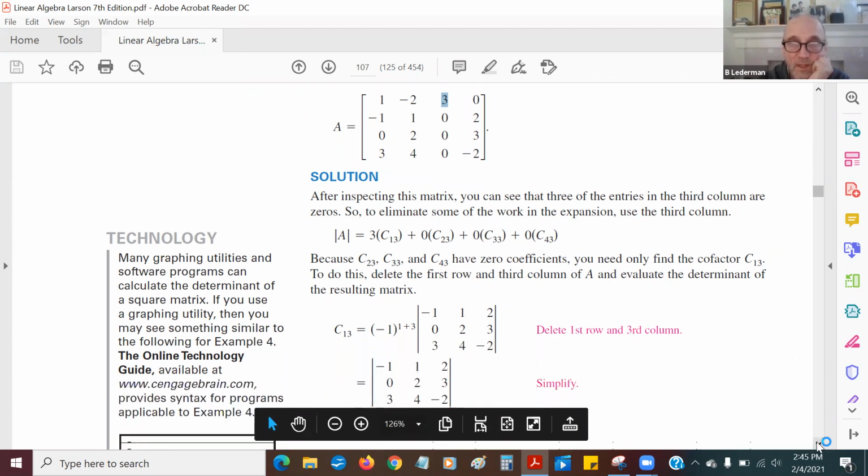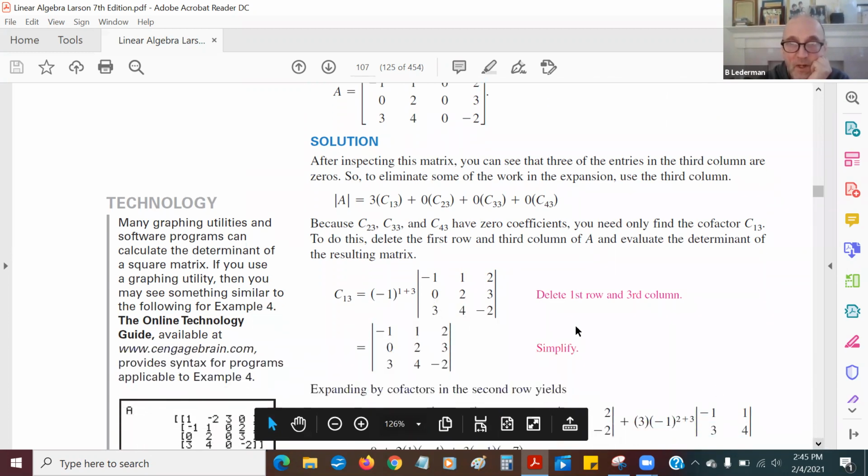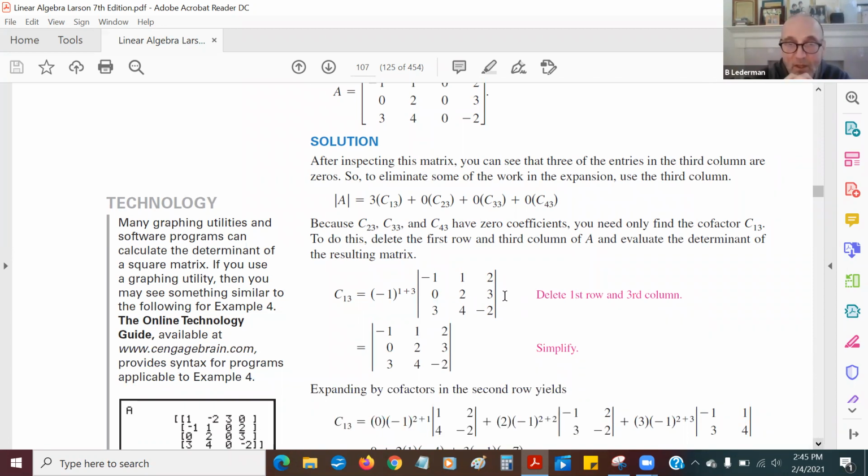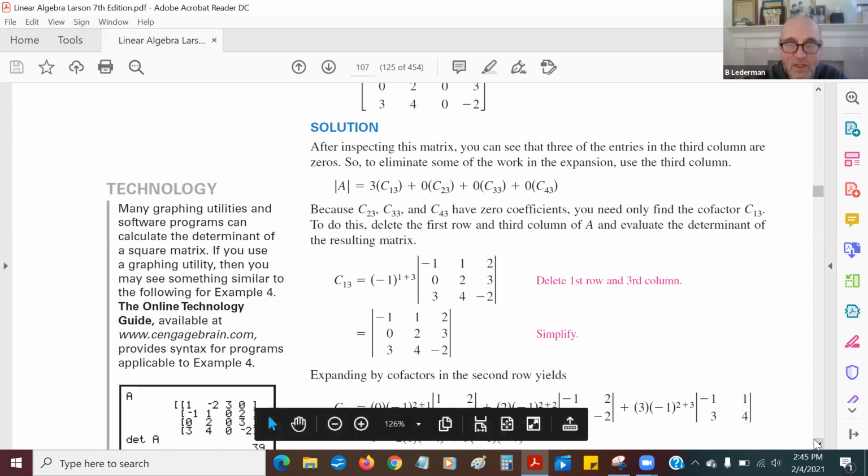So all I have to do is figure out this one determinant. It's a 3 by 3. I'm going to have to do that with cofactors to break it into 2 by 2s. See, the only 2 by 2 you could just spit out the determinant. The other ones you have to do that anyway.